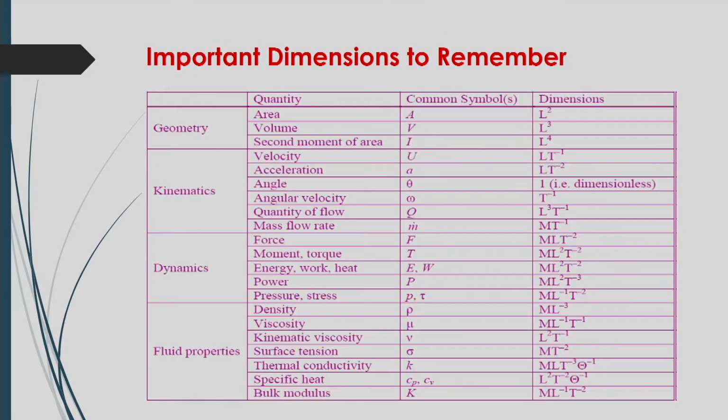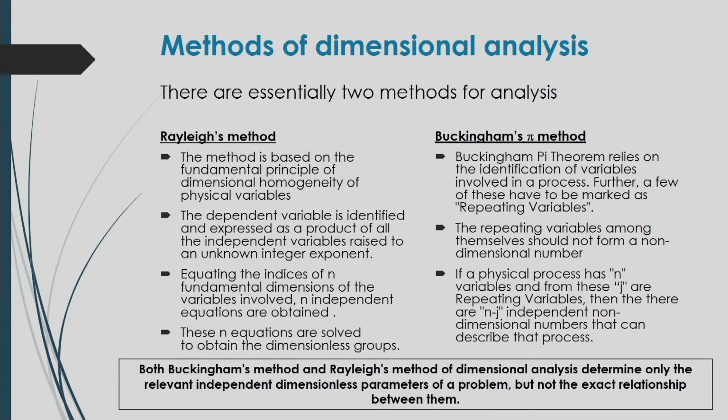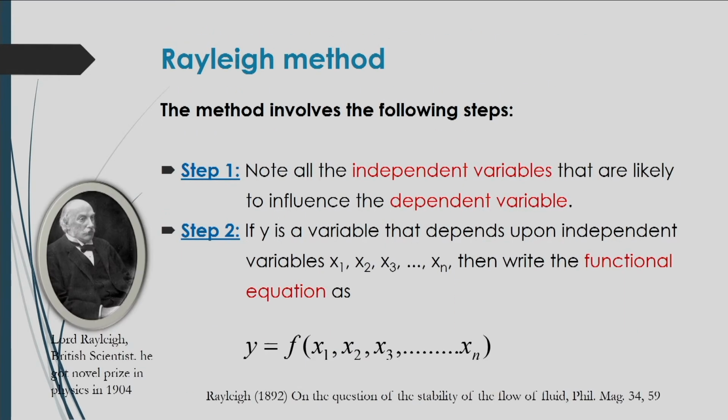So, I told you that two methods are there: one is Rayleigh's method, another is Buckingham's pi method. You have to remember these two methods, and both methods of dimension analysis determine only the relevant independent dimensionless parameters of a problem, but not the exact relationship between them. So, let us discuss the Rayleigh method first.